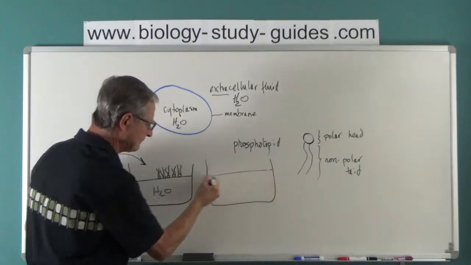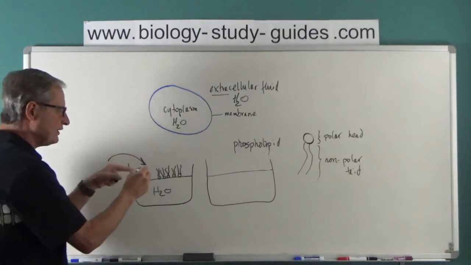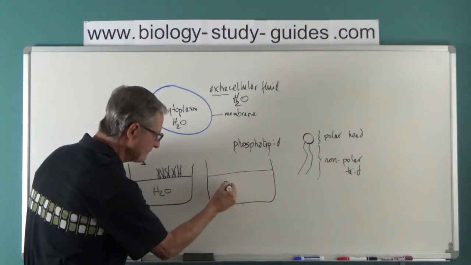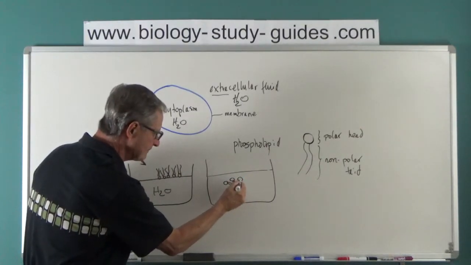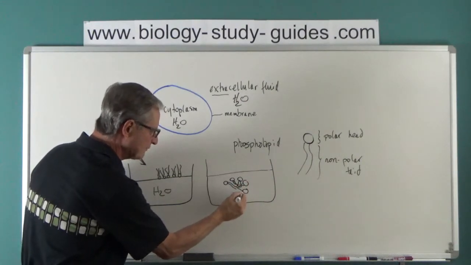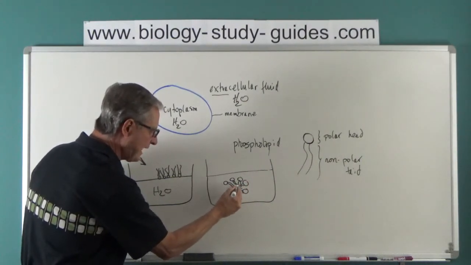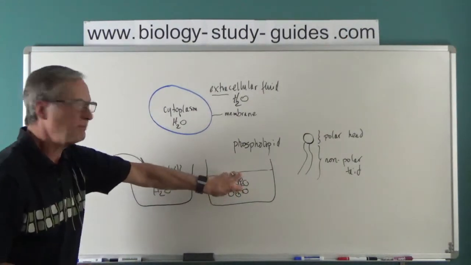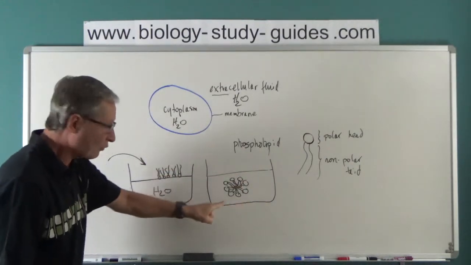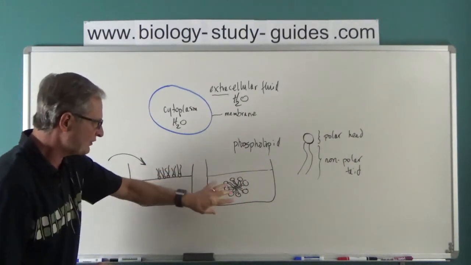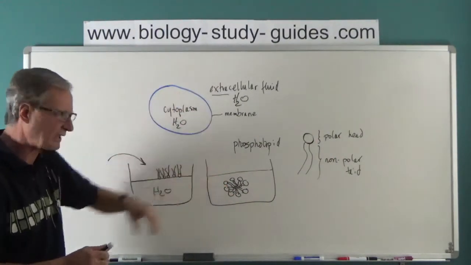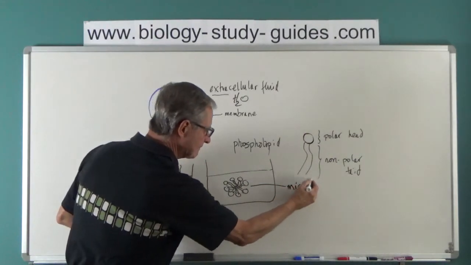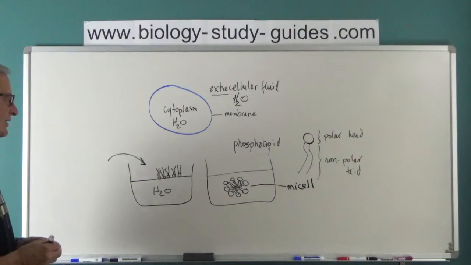Here's the water. If we stir it all up so that these things are forced into the water, it's going to look like this. The polar ends will be able to mix with the water, but the non-polar ends are going to be clumped together like that. So we have water, remember, is polar, with the polar ends like this. This thing is actually called a micelle. Not a cell. It's called a micelle.